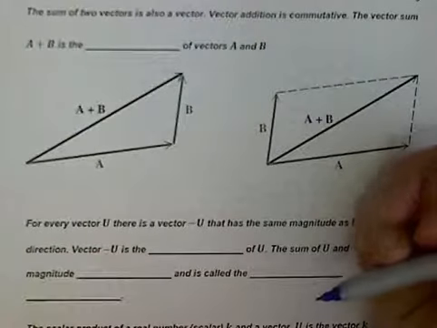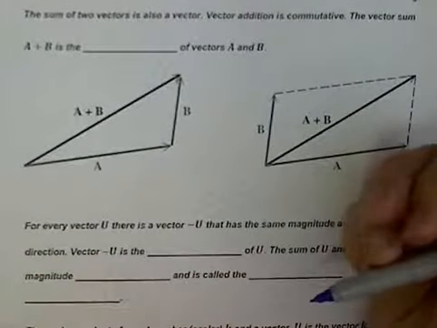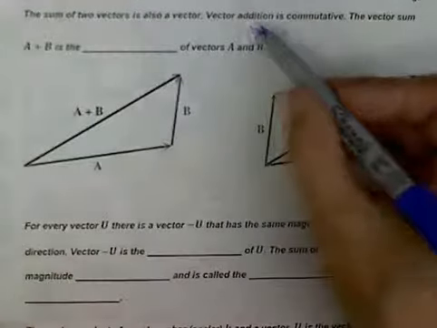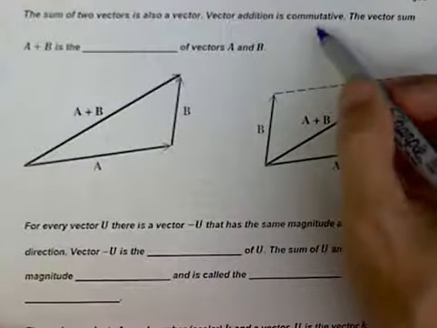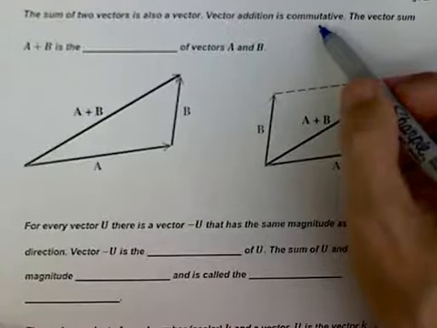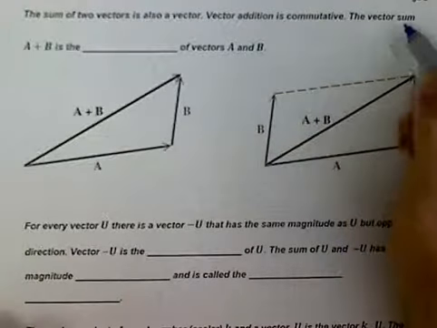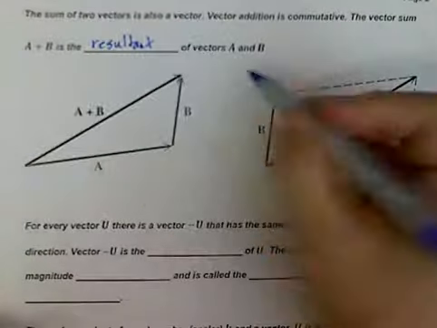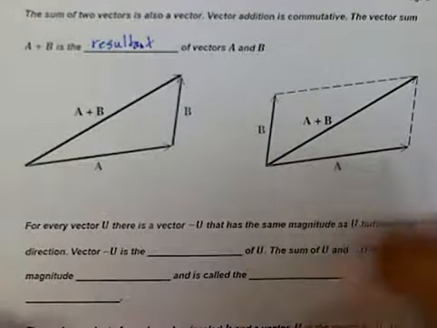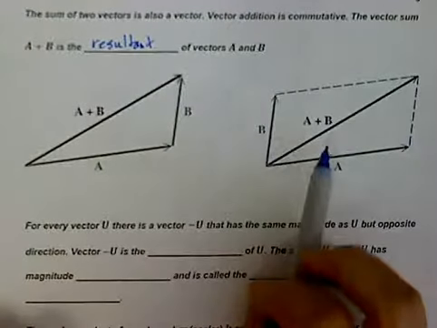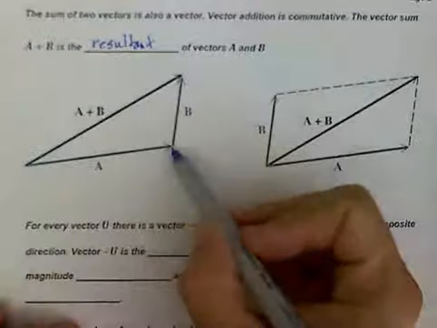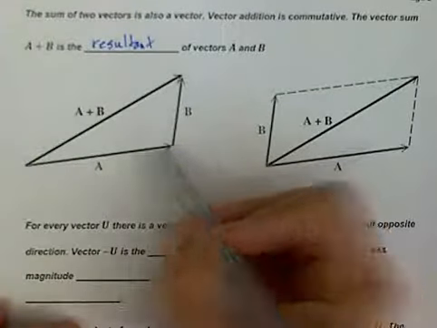Another thing we can talk about if we have two vectors is the sum of the two vectors. When we add vectors, the addition is commutative, just like we're used to with real numbers. When we add two vectors A and B, this is called the resultant of the two vectors. Now when we're drawing this out, there are two ways to do it. This way here, we use this in a lot of the navigation problems.